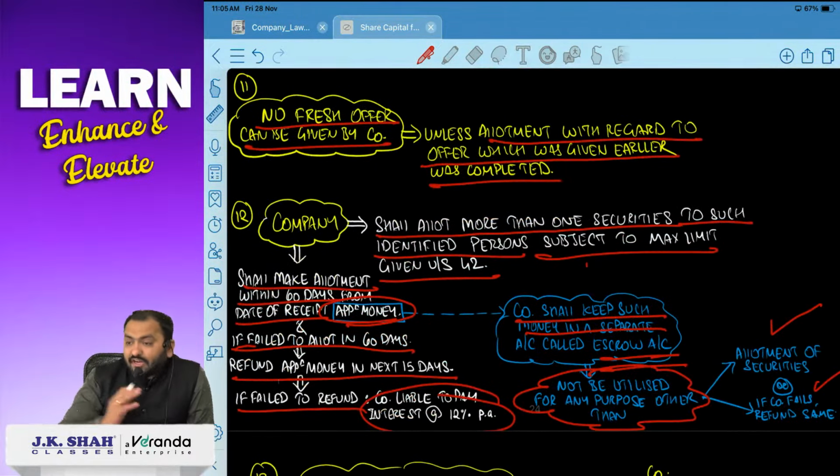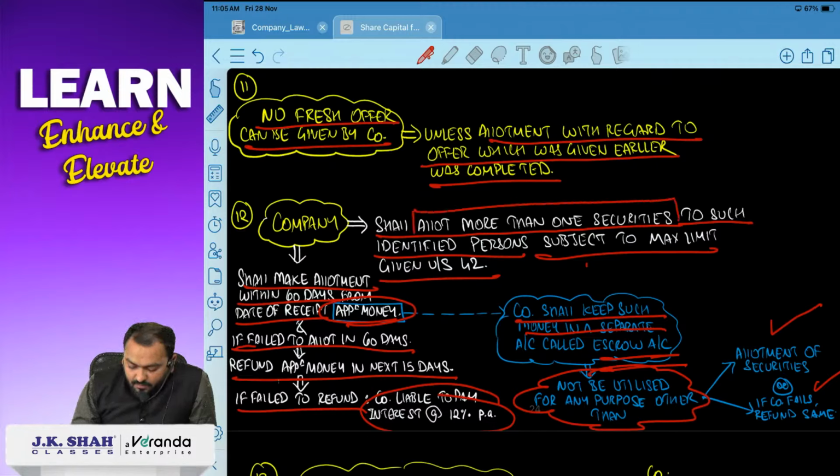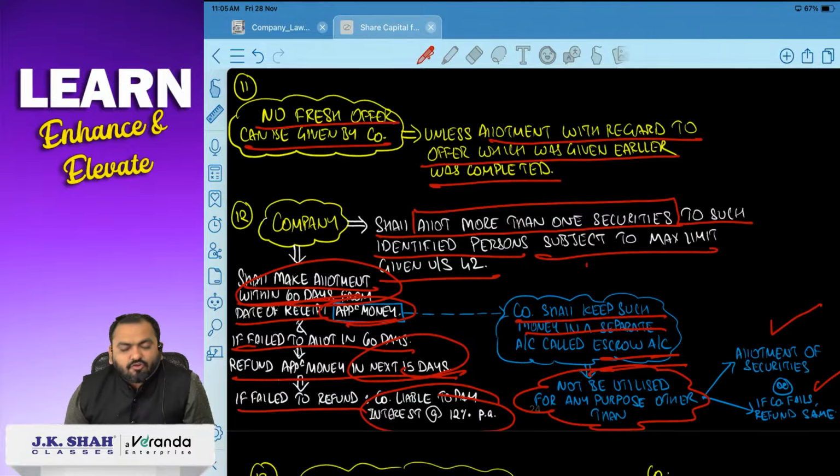Point number 11, no fresh offer can be given by the company unless company has completed the allotment of the offer made earlier. Okay, next, company can allot more than one type of security to such identified person subject to maximum 200. Means one person can hold more than one type of securities under private placement. Then company has to make the allotment within 60 days. If not allotted within 60 days, company has to refund in next 15 days. Easy. If made default, company has to pay interest.